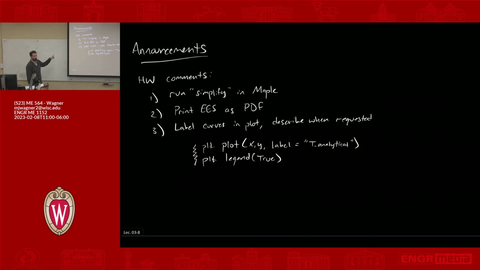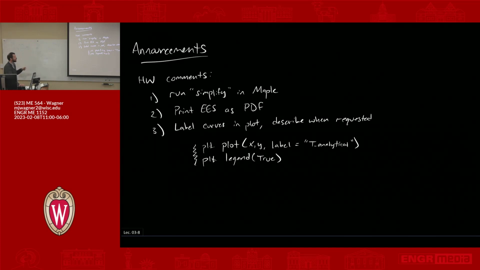The first comment was if you ever have a Maple output that could be simplified, just try to run the simplify command so you're not putting out a page of stuff. In some cases, that simplify command doesn't help and it doesn't actually reduce the amount of output. And that's fine, you don't need to force it, but at least try to do that, and that should help.